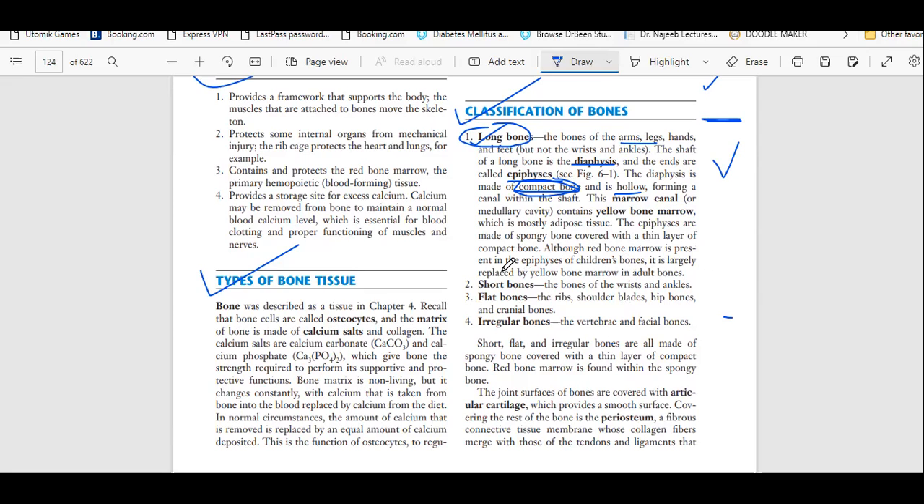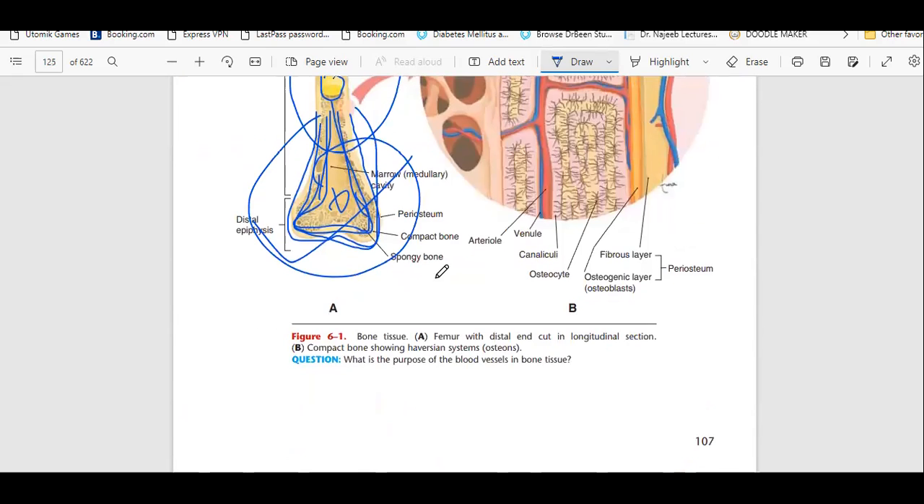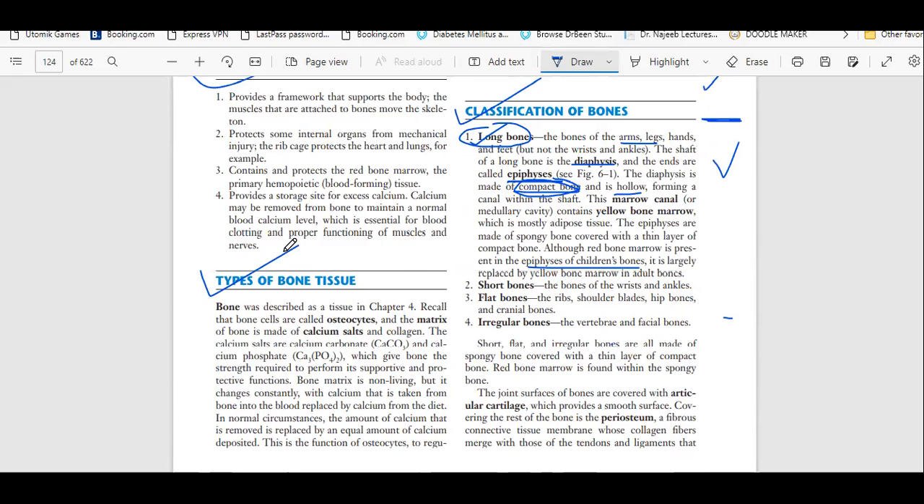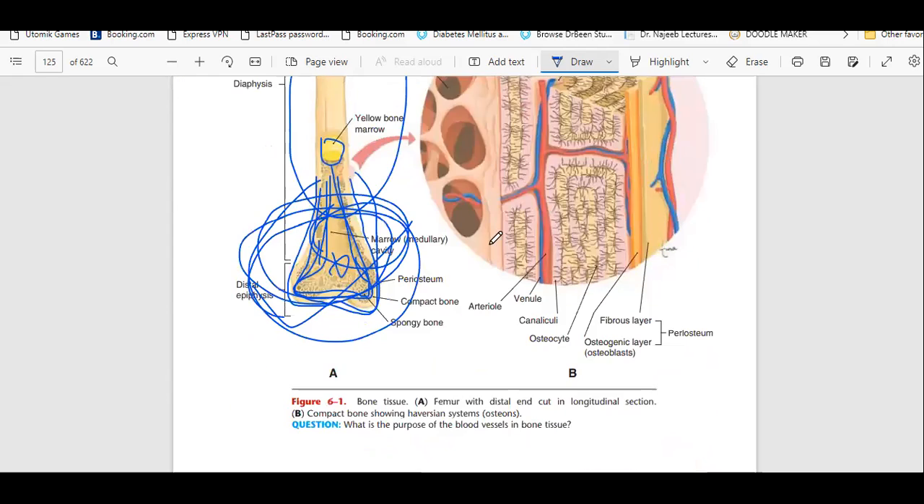Red bone marrow is present in the epiphyses of children's bones. Please remember this, it is very important. In children, where is the red bone marrow? The red bone marrow is here in the epiphysis. In adult bone it is largely replaced by yellow bone marrow. After growing, after about 10 to 12 years, this area is converted to yellow bone marrow.